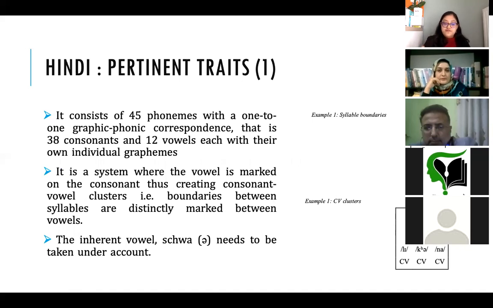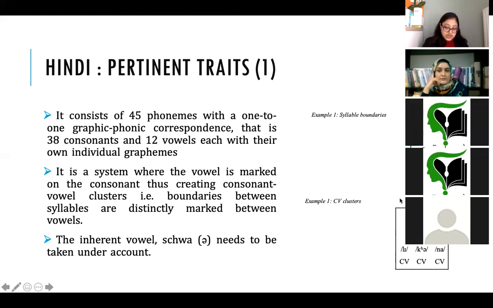There's a one-to-one graphic phonic correspondence, which means that each consonant and vowel have their own individual graphemes. These graphemes are a part of an alpha-syllabary writing system where the vowel is marked on the consonant, thus creating consonant vowel clusters, and the boundary between syllables are distinctly marked. I will not be considering consonant vowel clusters since this is a mere proposed methodology.